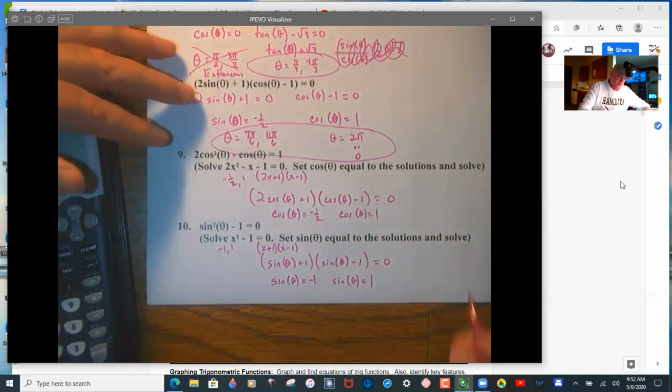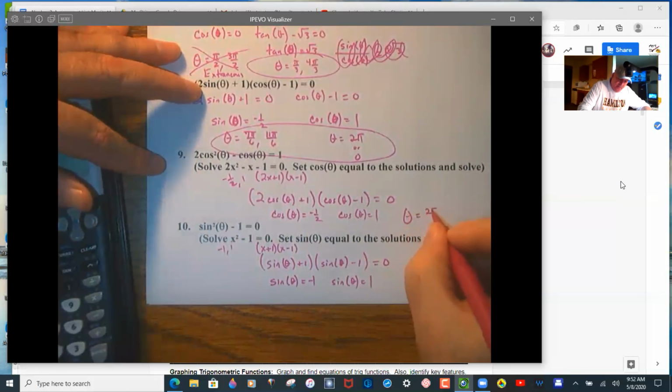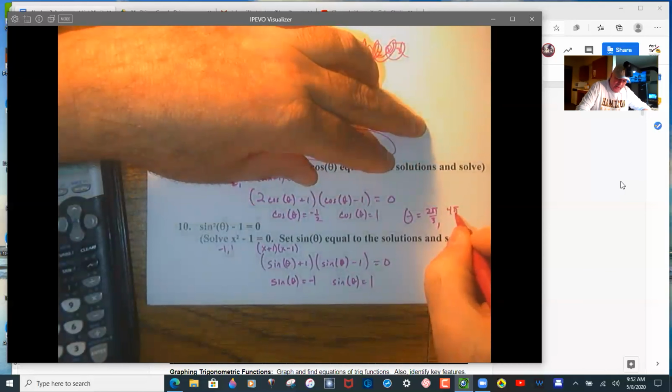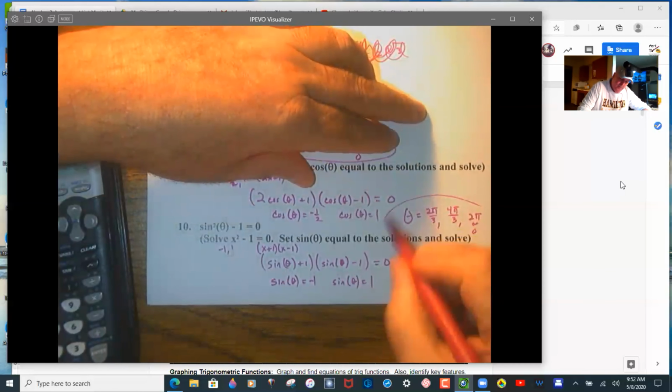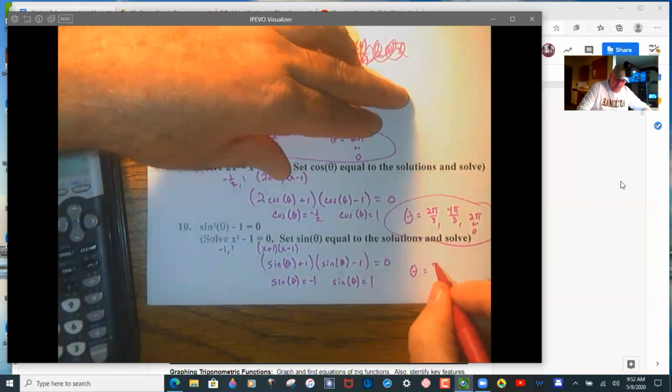So final answers will be 2 pi over 3, 4 pi over 3, and 2 pi on this one, or 0, either way. And then here, pi over 2 and 3 pi over 2.